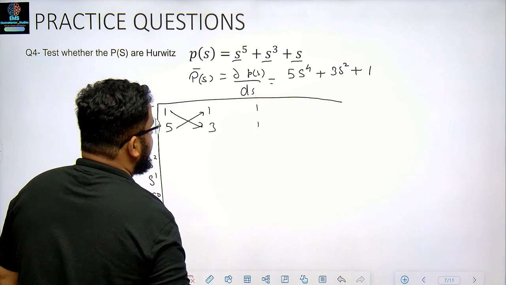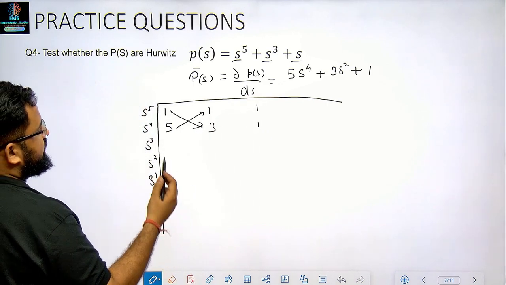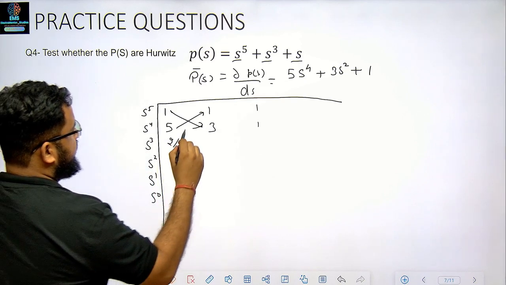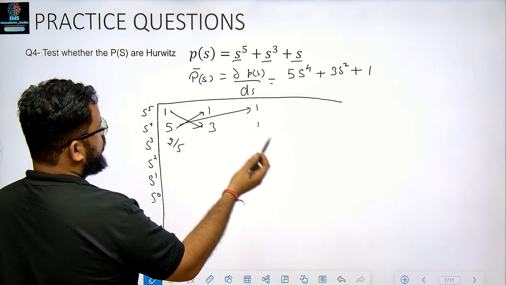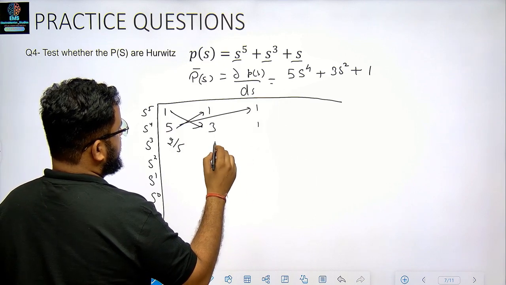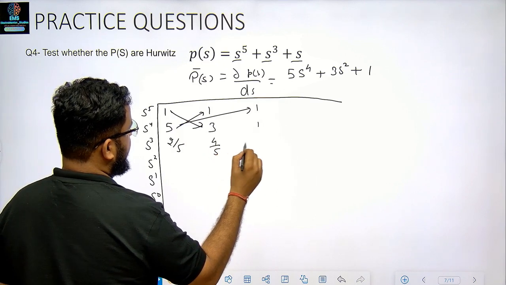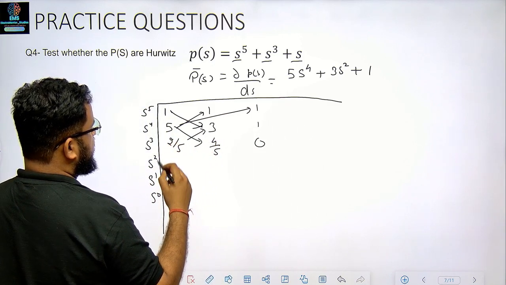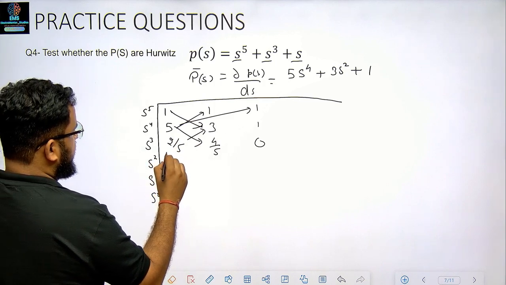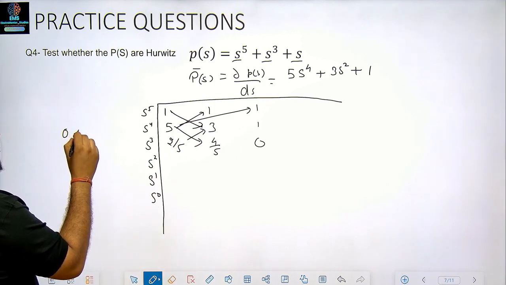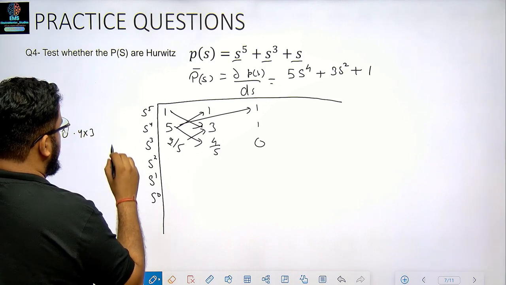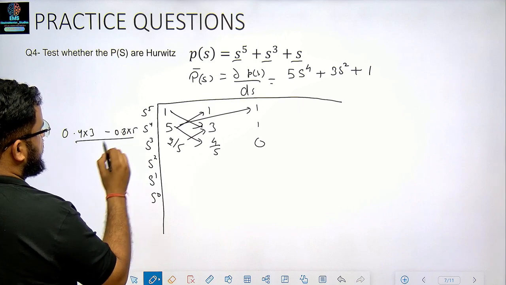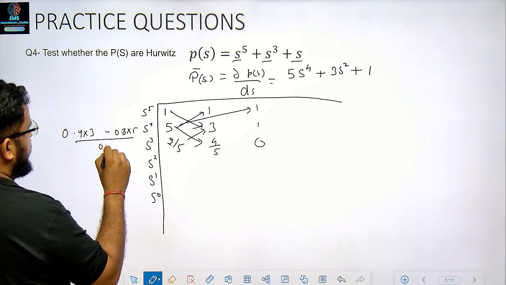5 into 1, 1 into 3, 3, 5 into 1, 5, 5 minus 3 is 2, 2 by 5. Again, 5 into 1, 5, 1 into 1, 5 minus 1 is 4. This becomes 4 by 5. This is 0. Now, we'll calculate for this. 2 by 5, that is nothing but 0.4. 0.4 into 3 minus 0.8 into 5 divided by 0.4.